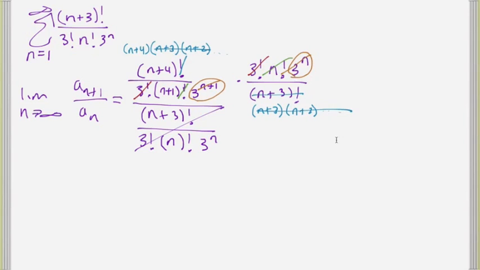Okay, so now what's left here? We canceled out a lot of stuff. So I still have an n plus 4 on top. Yep. Everything else looks crossed out. On the bottom, I have an n plus 1, and I have a 3, from the 3 to the n plus 1.